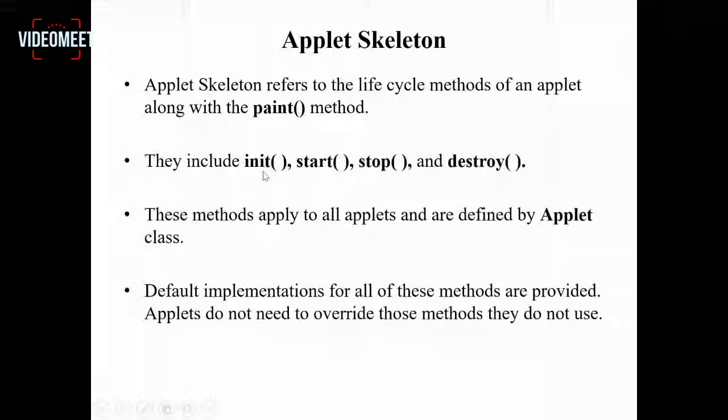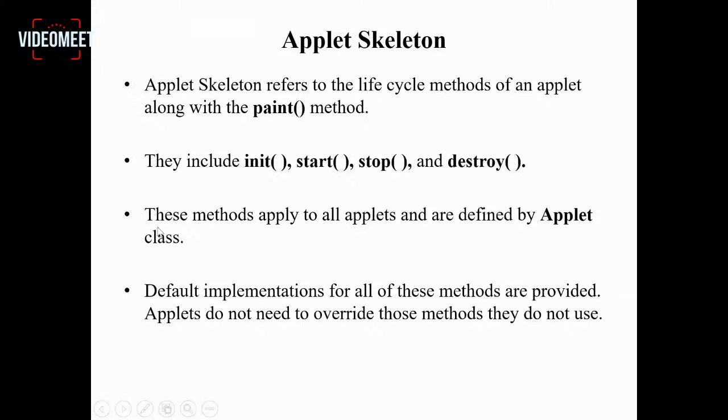First, the init method gets executed. Soon after you run your applet program by using the applet viewer, the first method that will be called is the init method. Okay, and then the start method will be called, and then the paint method, and after the paint method, the stop method will be called, and after the stop method, the destroy method will be called. The init method and destroy method will both be called only once in the life cycle of the applet.